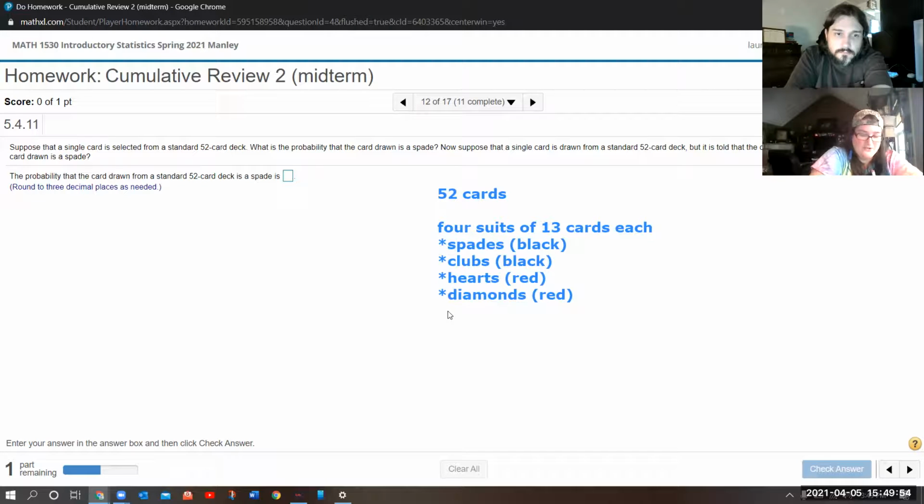4 suits. 13 cards each. Okay. Spades. Black. Clubs. Black. And diamonds.